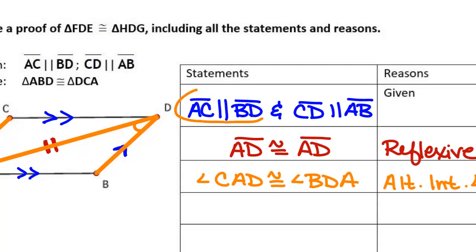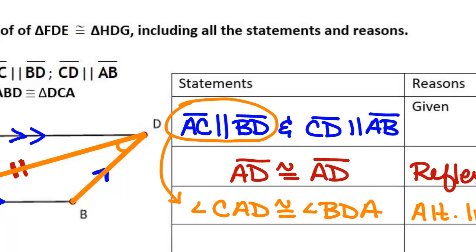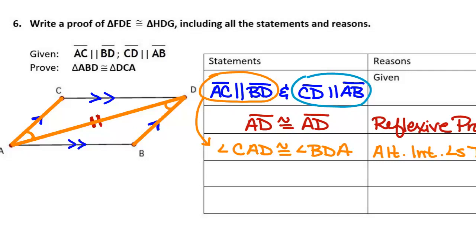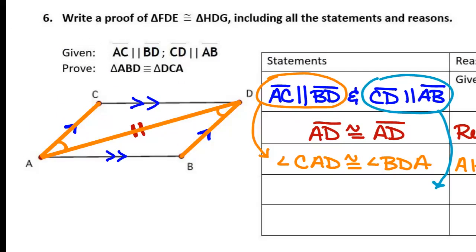So that uses this piece of given information. I also have information about two other lines being parallel. They told me that CD, the top, is parallel to AB, the bottom. Could I connect the top and the bottom to make a Z shape? By going over what? DA again, using that shared side again.